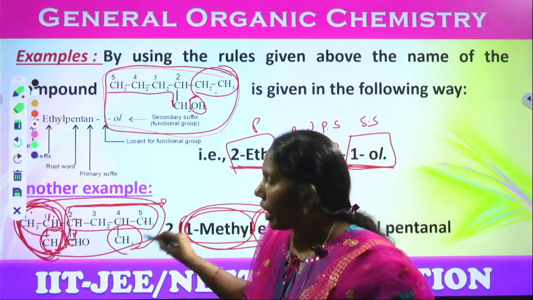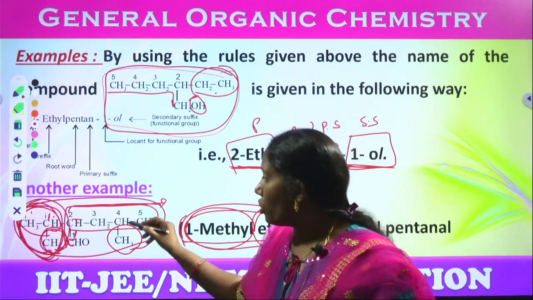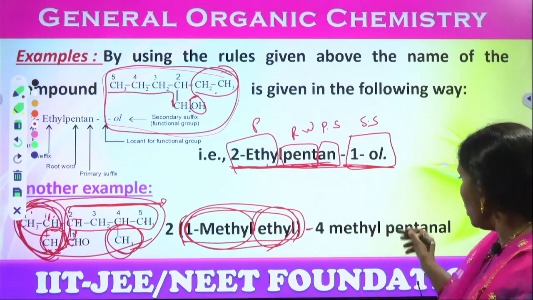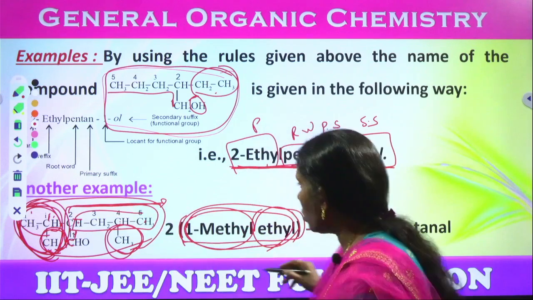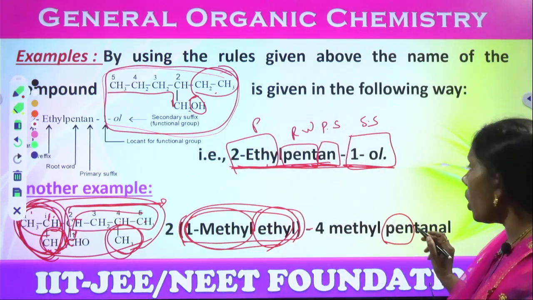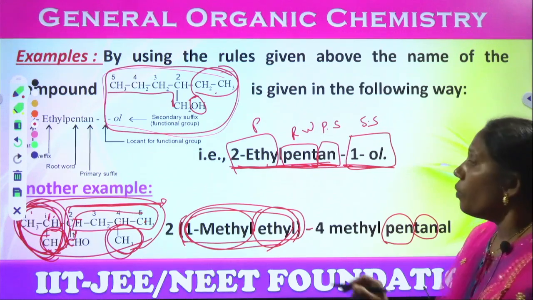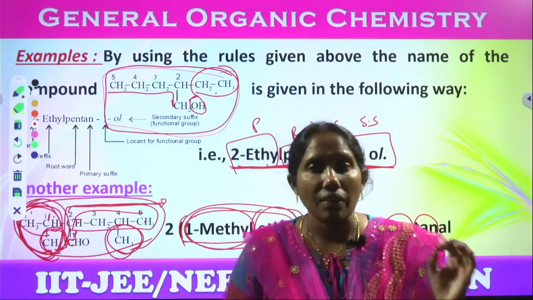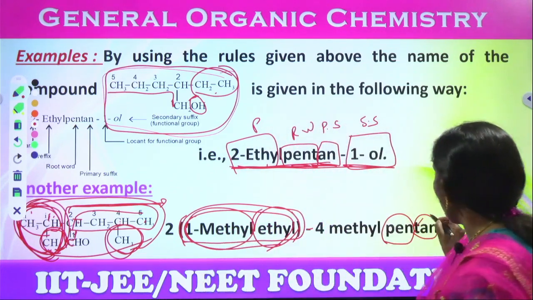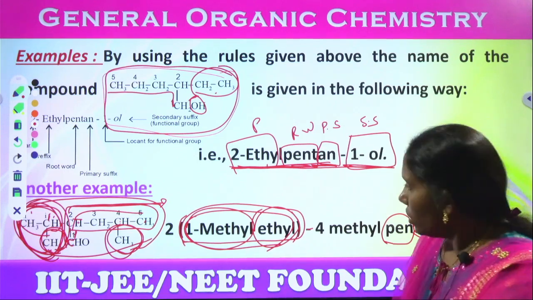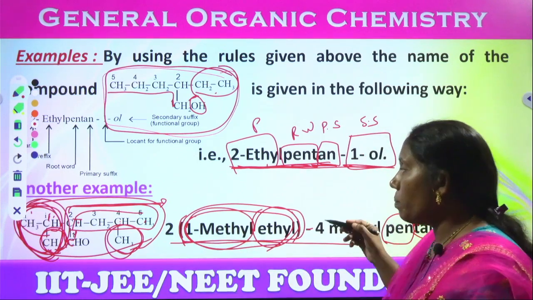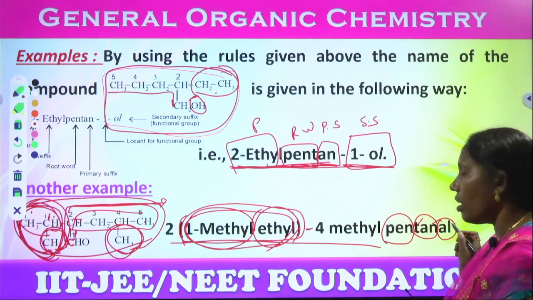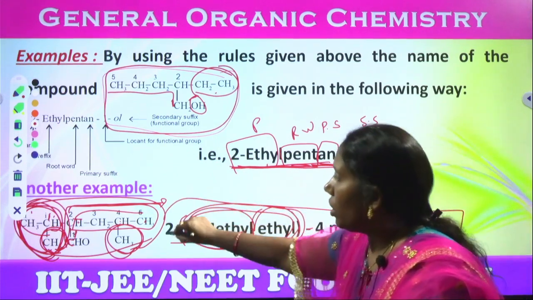Again here we have another prefix. So what is that? At the fourth carbon we have a methyl. So 4-methyl. We have a 5 carbon chain. So the root word is pent. All are single bonds. So an-e. Whatever the functional group is present, CHO represents aldehyde, and we consider that suffix as al. So pentanal. So the compound name is 2-(1-methylethyl)-4-methylpentanal. What is this? Pentanal.